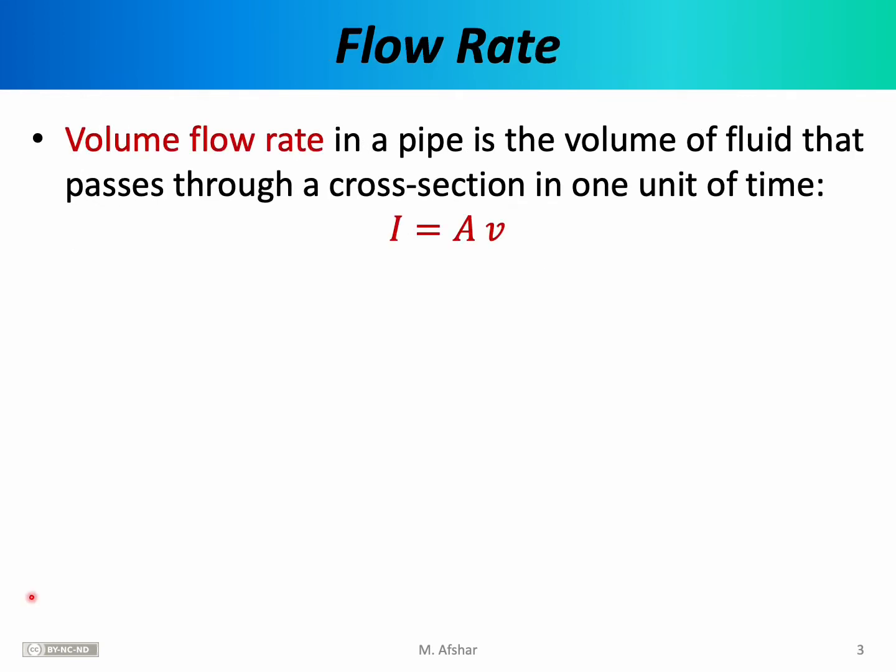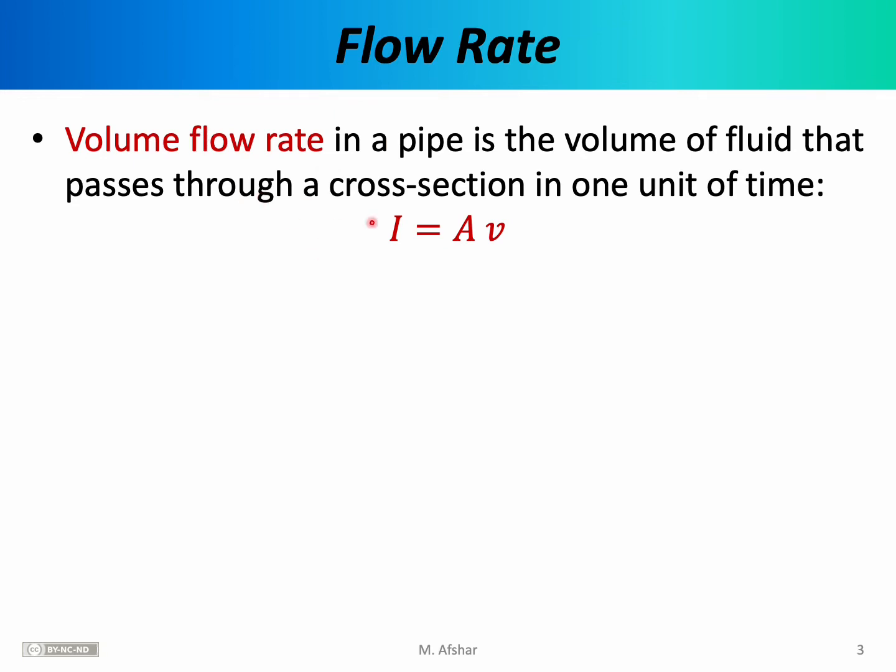So assuming that the fluid flow is ideal, as I just described for you, we can now begin our discussion of fluid dynamics. The first important concept that I want to introduce to you is flow rate. Volume flow rate in a pipe is the volume of fluid that passes through a cross-section of the pipe in 1 unit of time. Basically, volume flow rate is the amount of gas or liquid that is passing through the pipe or conduit per second.